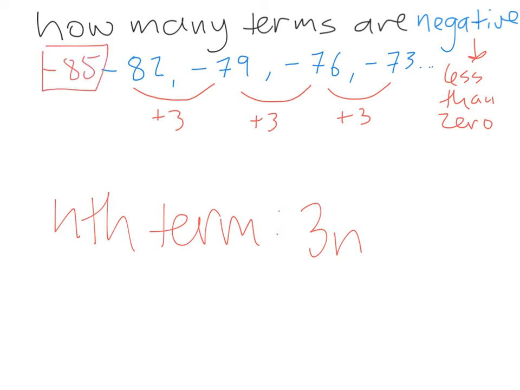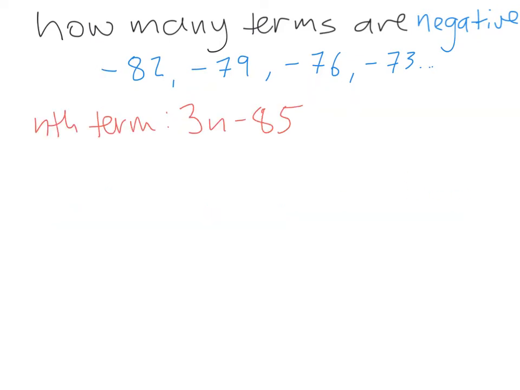So minus 85 is our 0 term, so we stick on minus 85. And now we have the nth term of this sequence. Now we need to make this less than 0 and again solve to get the n on its own. So we have the nth term, 3n minus 85 is less than 0.